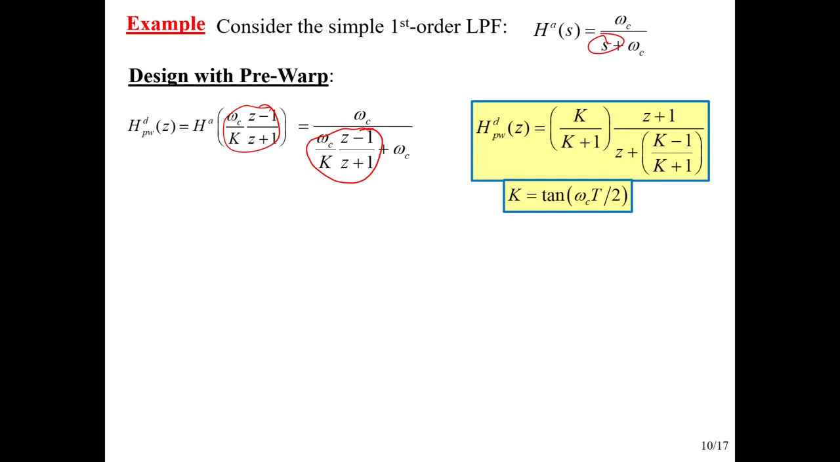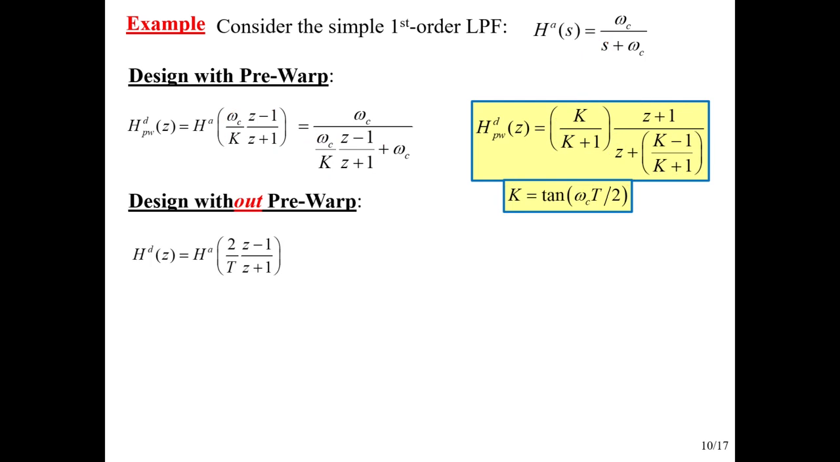And now I just do a little bit of algebra. And I did it so that I get z's by themselves. So I'm getting polynomials in z over polynomials in z. And I've just grouped things into kind of nice forms here. And remember, K here is that pre-warping constant K.